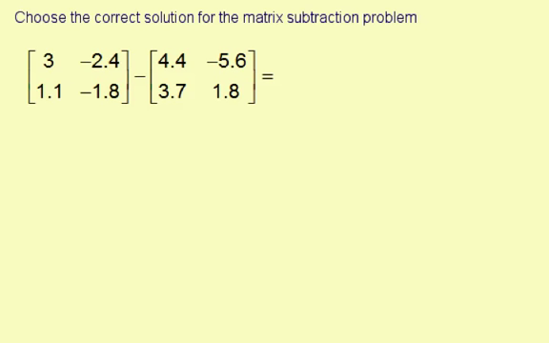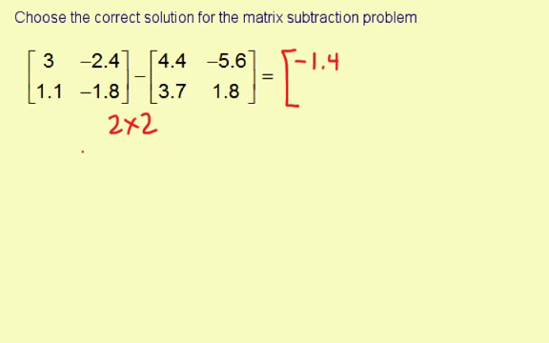Choose the correct solution for the matrix subtraction problem. Both the matrices are 2 by 2, so they can be subtracted. And the answer is going to be a 2 by 2 matrix. The first entry for the answer is going to be 3 minus 4.4. And that's a negative 1.4.